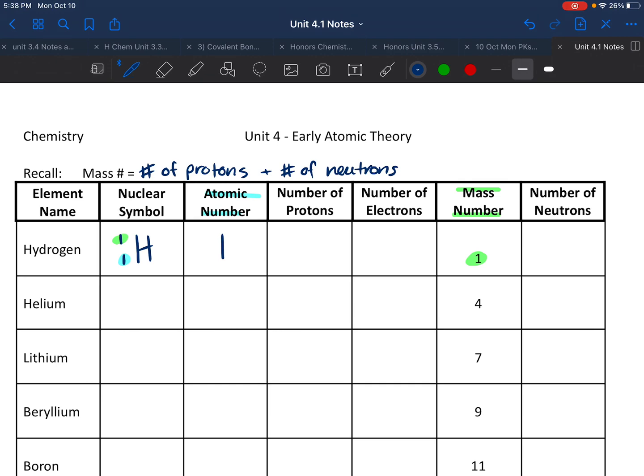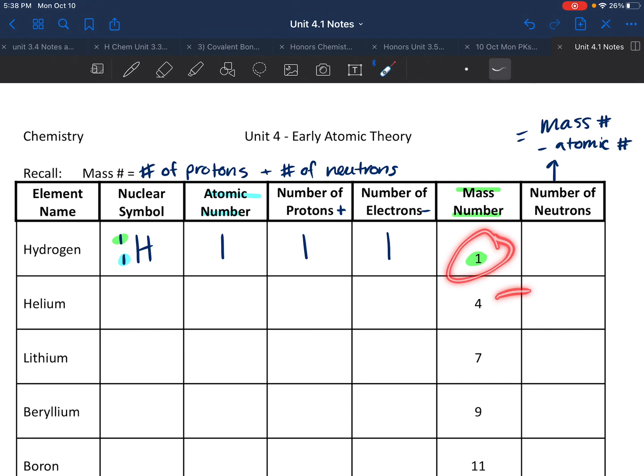Now we can fill out the rest of our information. Number of protons is equal to our atomic number, so we put a 1 there. We assume all of our atoms are neutral, so that'll be the same number of electrons, making sure that our plus charge and our minus charge cancel. To figure out the number of neutrons, that is equal to our mass number minus our atomic number, or our number of protons. So if we take our mass number, subtract our atomic number, that means we have 0 neutrons present.